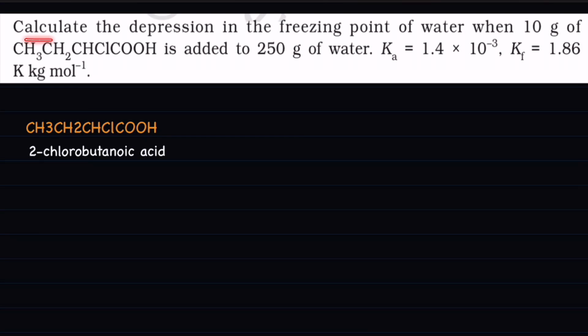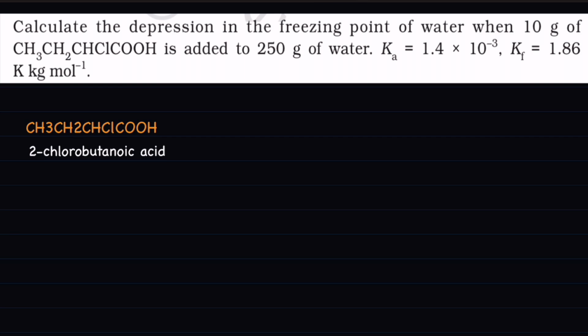In this question, calculate the depression in the freezing point of water when 10 gram of 2-chloro-butanoic acid is added to 250 gram of water. Dissociation constant is given and freezing point constant is given. And we have to find the depression in the freezing point. So let's make a plan how we will solve this question.